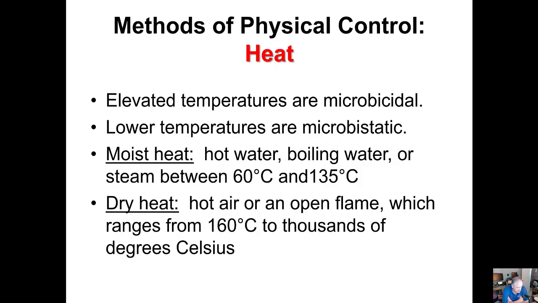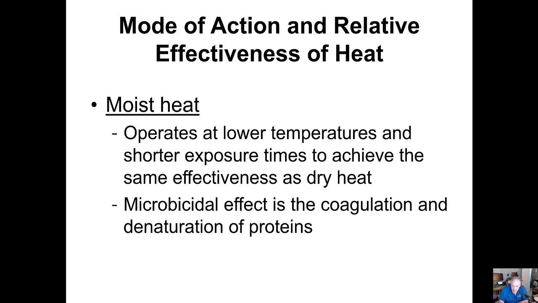Moist heat is hot water, boiling water, and steam. Steam is just essentially boiling water under pressure. Dry heat is hot air, open flame, and that sort of thing. Pretty straightforward. Operates at lower temperatures and shorter exposure times with moist heat. Moist heat transfers that heat pretty effectively, and that's the deal.